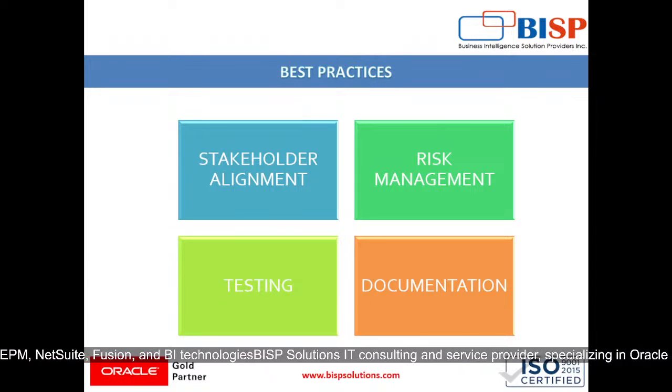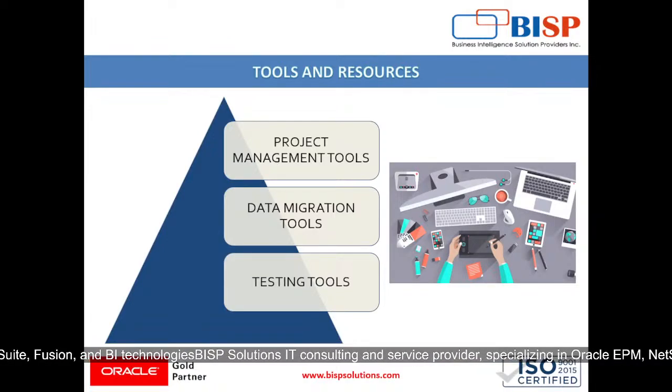Then comes our tools and resources, where the first tool is the project management tool. We will be using Jira, Asana or Microsoft Project for tracking milestones. Then second, we will be using data migration tools, which means the NetSuite CSV import assistant, or we can use third-party tools like Celigo or Boomi. Then the testing tools we will be using are QA tools like Selenium or manual scripts for UAT, which is user acceptance testing.